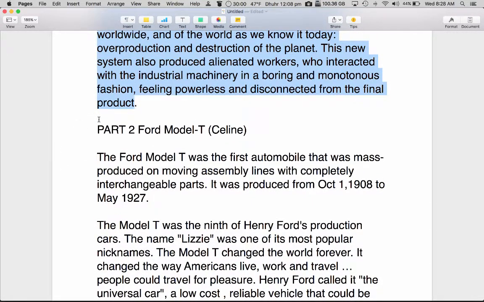Next, Celine will continue with part 2 about Ford's Model T. Thank you, Dolores. I'm Celine.